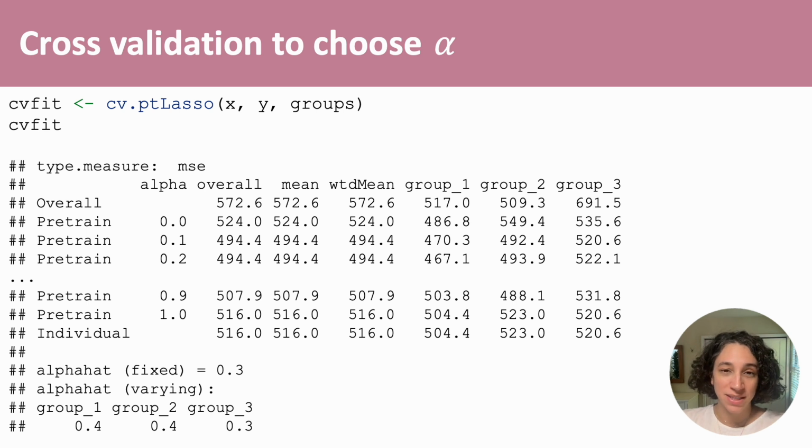Now at the bottom of the slide, we see the value of alpha that minimized the mean squared error for all three groups, that is alpha equals 0.3, as well as the values of alpha that minimize the mean squared error for each of the three groups. For groups 1 and 2, that's alpha equals 0.4, and for group 3, that's alpha equals 0.3.